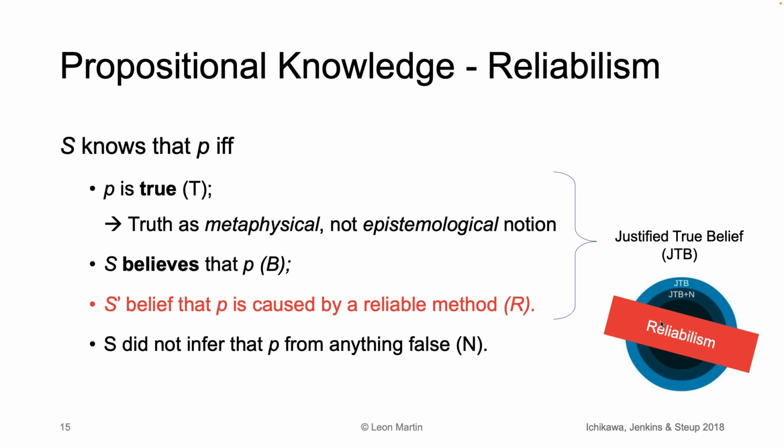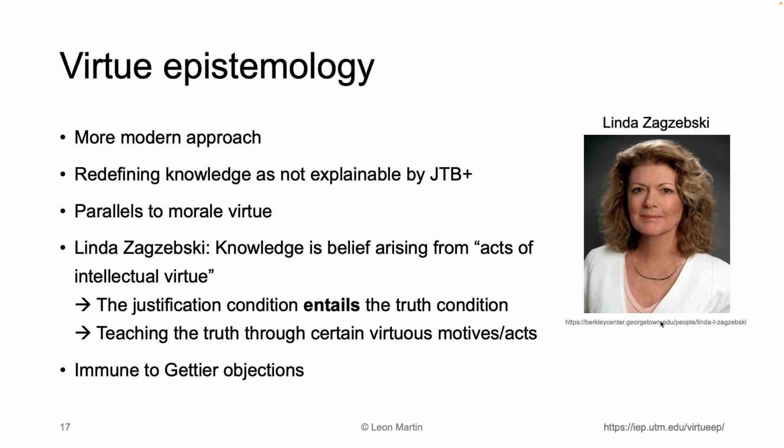But this doesn't really tackle the fake barn county problem, because even if you have a reliable method, there's a probability that your perception is false. And there's then still the luck part that drives you into believing that there is a real barn. So in a kind of modern epistemology, this justified true belief plus X notion was then redefined.